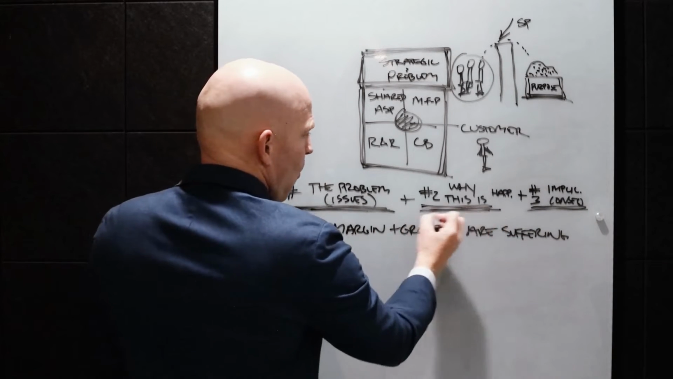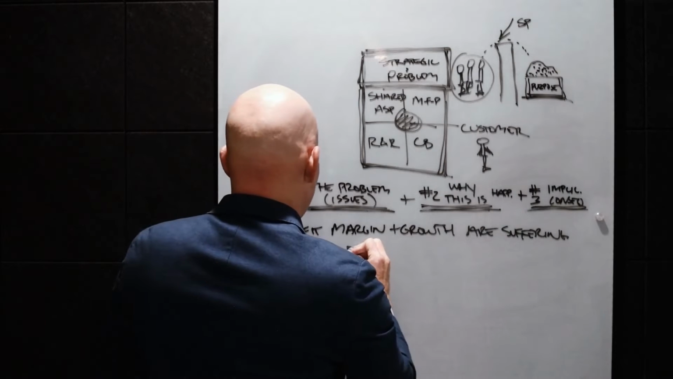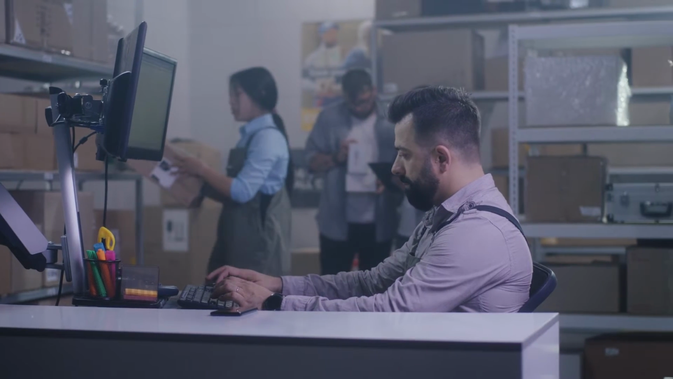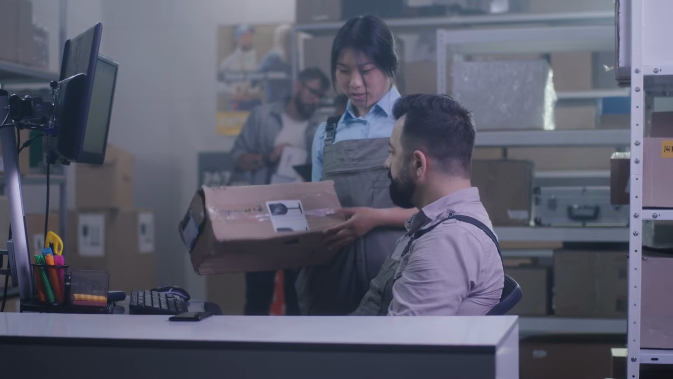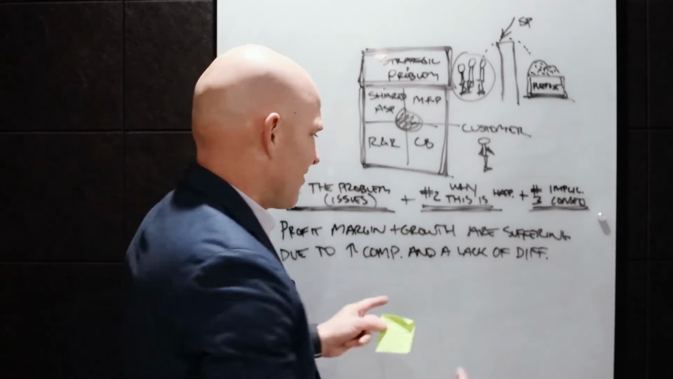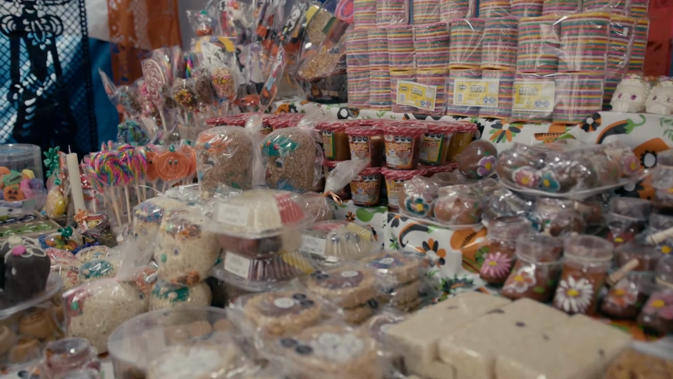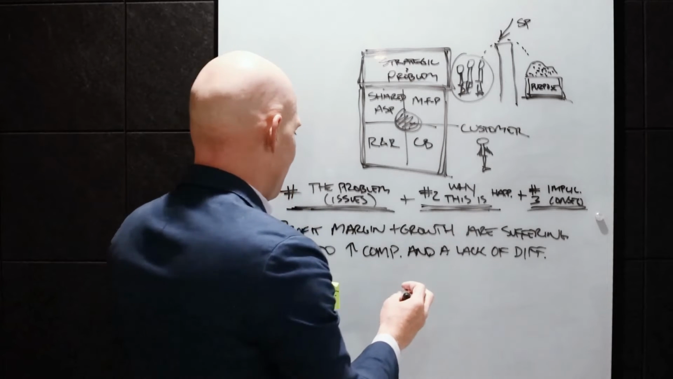Here's the second part. Why is this happening? They've identified due to increased competition, I'm abbreviating here, and a lack of differentiation, meaning that the market is commoditized. Every company looks like each other. There's not a lot of differentiation. So therefore, the customers have a lot of choices. And that drives margins down lower because competition is more fierce.